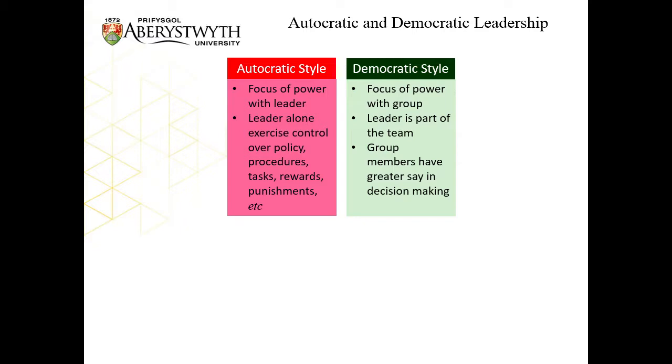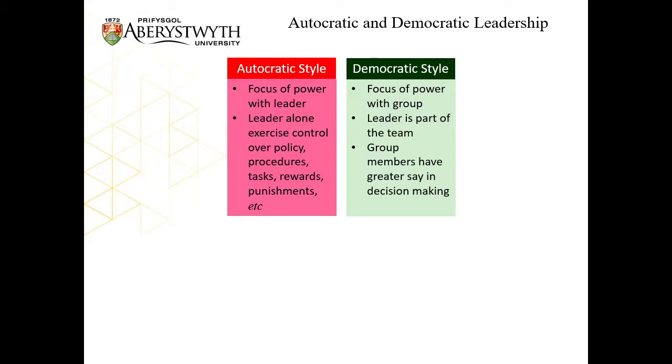So there is a strong argument that the democratic style would lead to better decisions being made, and furthermore, it is always useful to boost morale because the group members actually feel involved, indeed are involved in the decisions that are made, and therefore feel more motivated to see those decisions through.